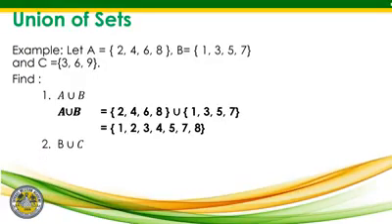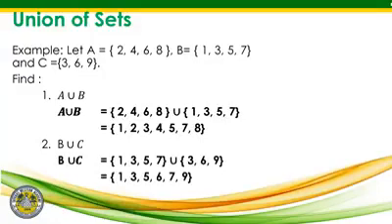Okay, another example about the union of sets. For example, we have B union C. So let us have all the elements. We have B union C is equal to {1, 3, 5, 7} union {3, 6, 9}. So therefore, B union C is equal to {1, 3, 5, 6, 7, 9}.